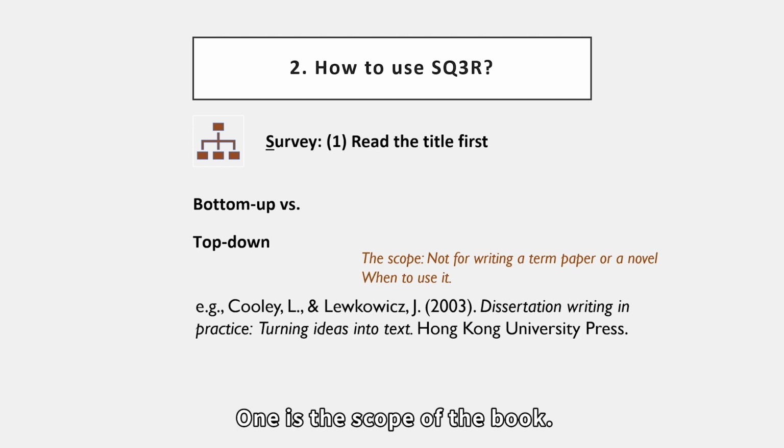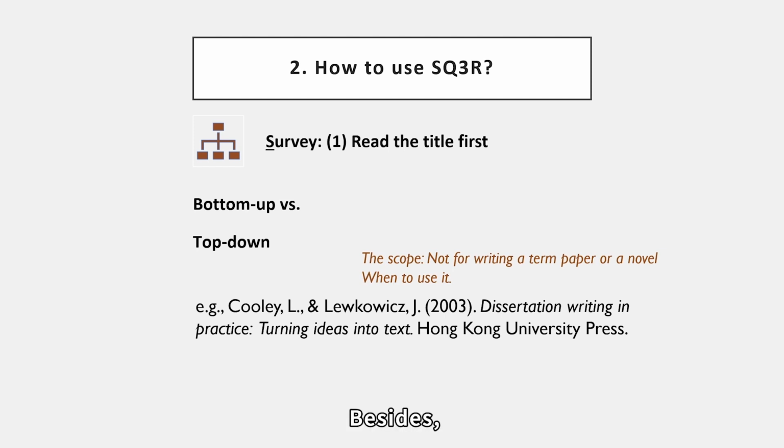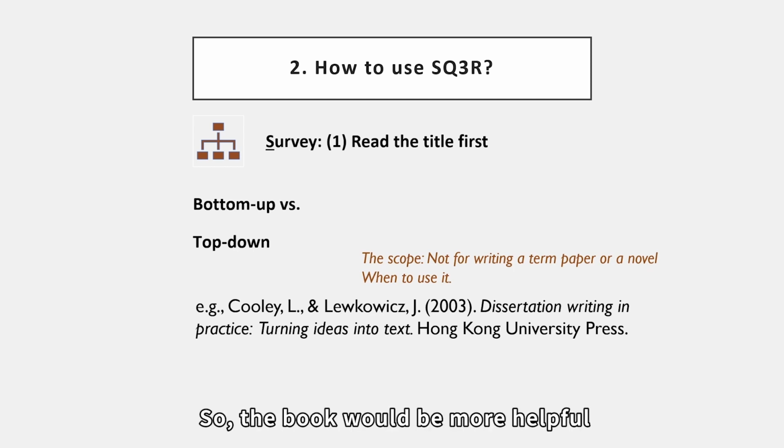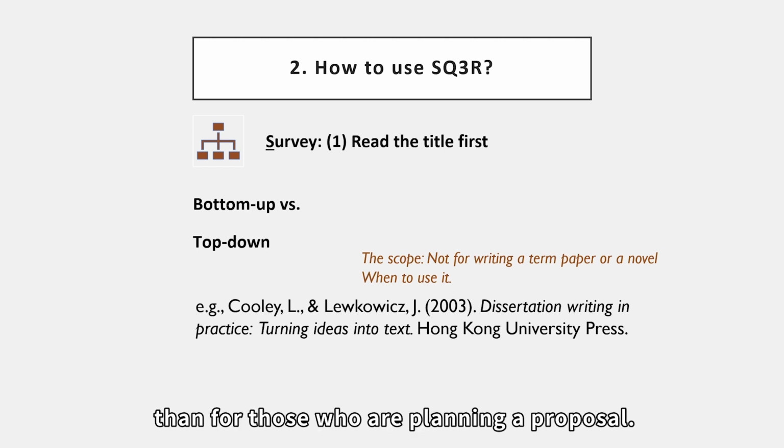One is the scope of the book. It is about writing a dissertation. It's not for writing a term paper or writing a novel. Besides, the subtitle is Turning Ideas into Text. So the book would be more helpful for people who are actually writing a dissertation than for those who are planning a proposal.